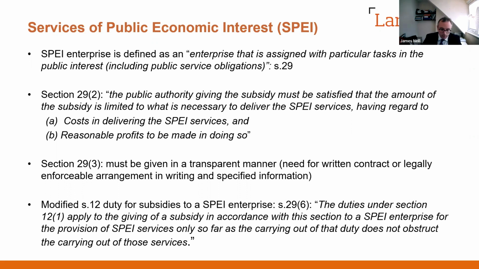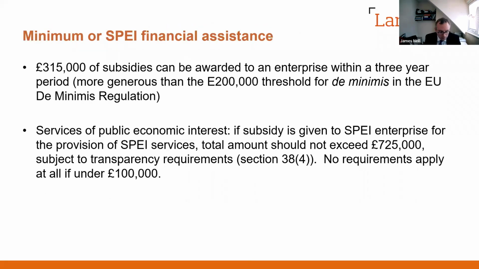Now, where this then fits in to the minimum financial assistance provisions is as follows. So there is the basic minimum financial assistance provision, which states that £315,000 of subsidies can be awarded to an enterprise within a 3-year period, and you'll note that's slightly more generous than the €200,000 de minimis threshold in the EU de minimis regulation.